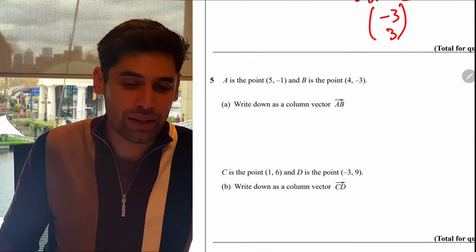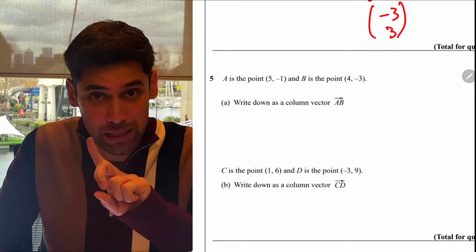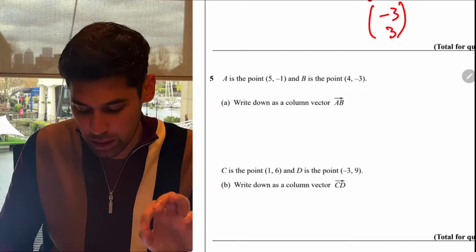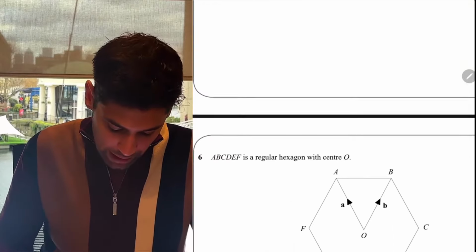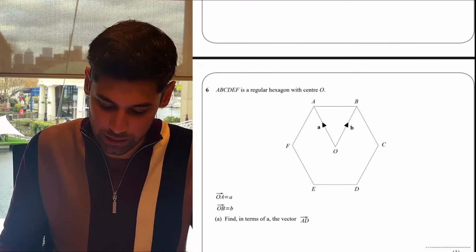We can skip past these ones because they're exactly the same. Just remember, vector A to B is B minus A, vector C to D is D minus C. And now we get to this stuff. This is the more complicated side of vectors.